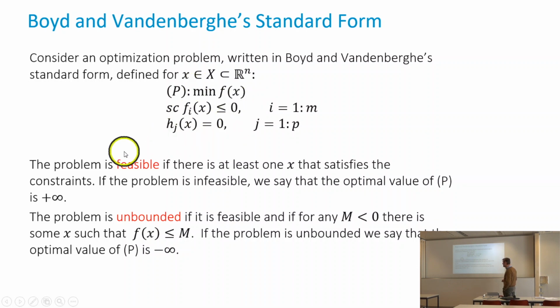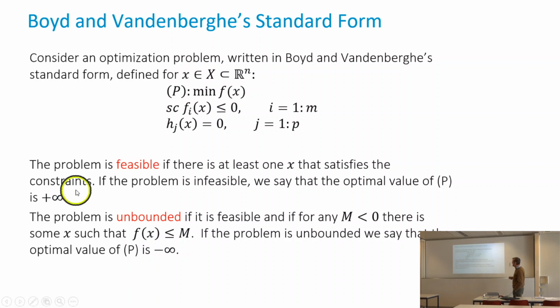Some terminology. A problem in this general form may be unfeasible. Unfeasible means what? It means that there is no value of x that satisfies the constraints. If there is no value of x that satisfies the constraints, then the problem is said to be unfeasible. If it's unfeasible, by convention, the optimal value is plus infinity. Why plus infinity? Well, that's a convention that works. The minimum of an empty set.